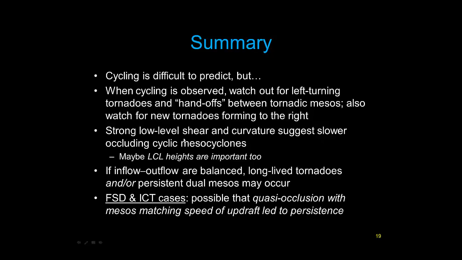The strong low-level shear and the curvature is suggestive of a slower occluding process to the cyclic mesocyclones, based on the modeling, and also the examples we saw from Phil and from Wichita, where you had two low-level mesocyclones persisting for quite some time in a stronger shear environment. So maybe there is some sort of inflow-outflow balance that's occurring that's leading to these longer-lived tornadoes, which, again, we don't have the instrumentation to be able to detect. That's what I speculate was going on in the Sioux Falls and Wichita cases, which kind of prompted me to look into this.